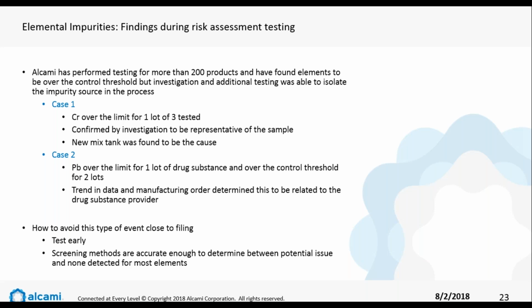And then, how to avoid this type of event. The one thing you don't want, with either of these cases, is to be about to file, need to do this testing right now, and haven't looked at the elemental impurities at all. If something like this happens, you'd have to resolve it, and it would possibly delay your filing. So the best way to avoid it is to test early, as soon as maybe registration lots are available. Go ahead and get the ICP-MS elemental impurities assessment done.